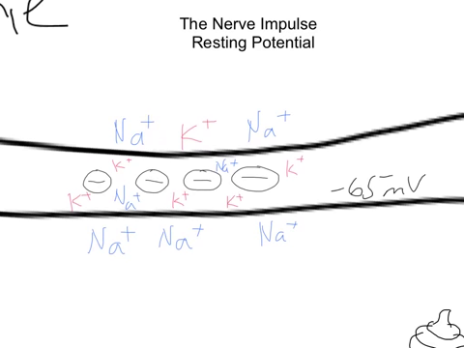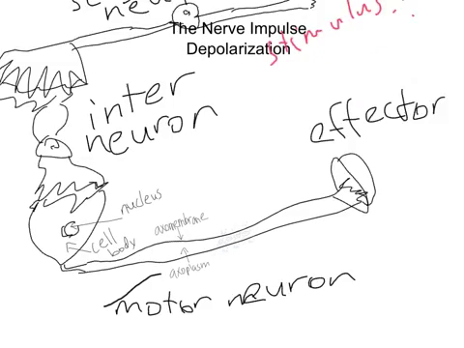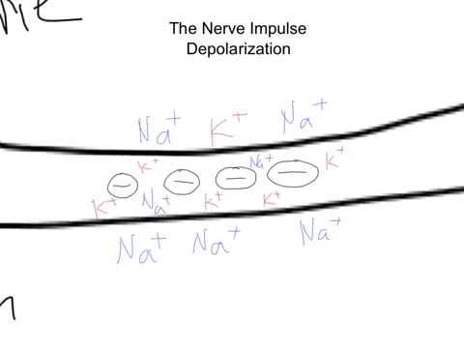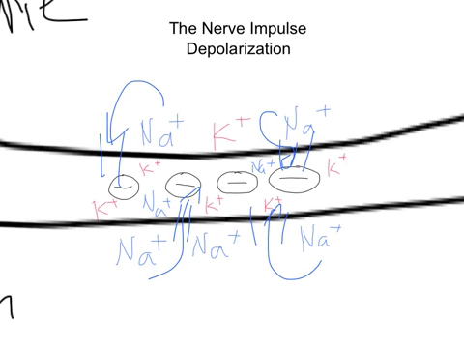a nerve impulse. So now a stimulus has been detected by the sensory receptor, and a nerve impulse is traveling across the reflex arc. As we look into a small section of the axon, what occurs is that sodium gates open, and as these sodium gates open, sodium ions flow into the axon. And this will create a net electric potential of positive 40 millivolts on the inside of the axon.